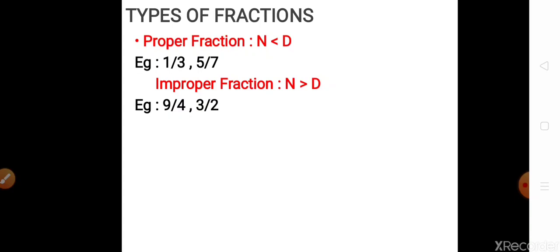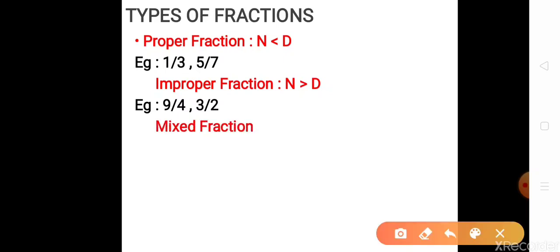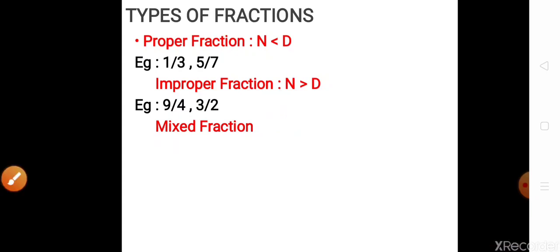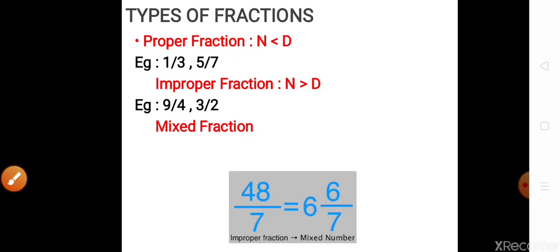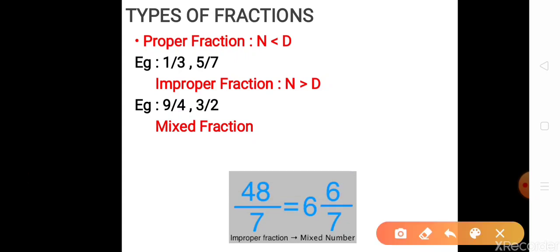Now, the third type of fraction is known as your mixed fraction, and this mixed fraction has got a connection with improper fraction. And how is it so? Let's see this with the help of an example. So as you can see here, I have placed this improper fraction which has got converted into your mixed fraction.